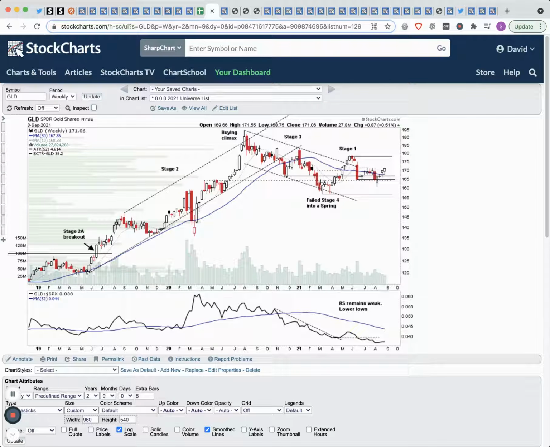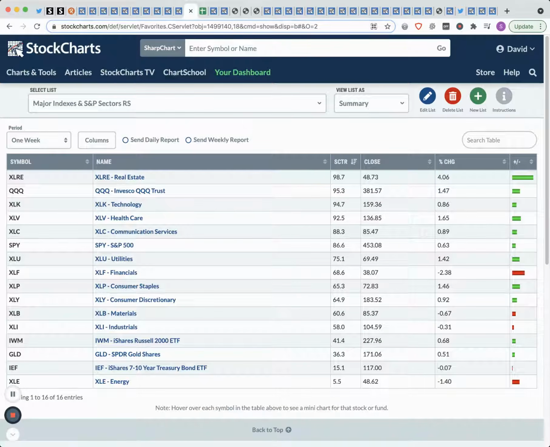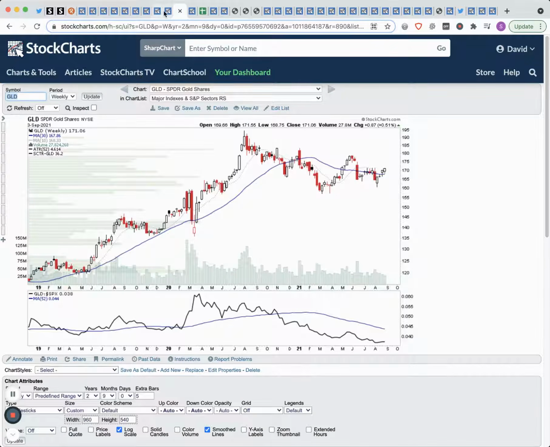We had the change of behavior as it moved out of stage 4 here when it had this failed spring type action down here as it undercut, but it didn't make any progress. And then we had this change of behavior which got it back out of its channel, and then we've started to form this stage 1 base around the declining 30-week moving average, and the 10-week moving average has started crossing above and below. So stage 1 base on that one.